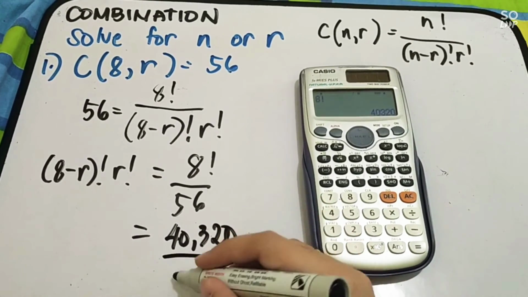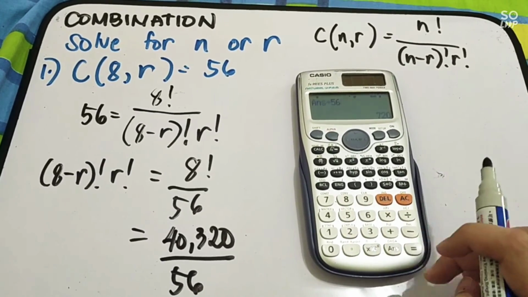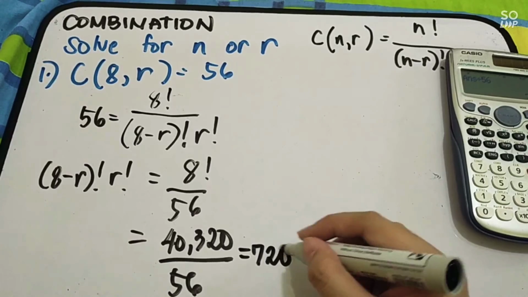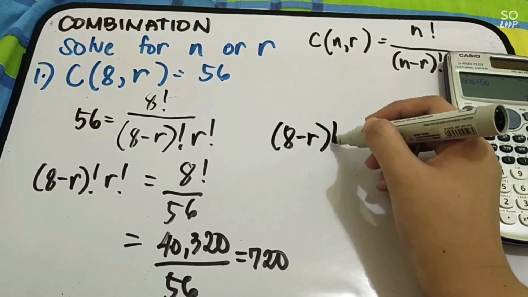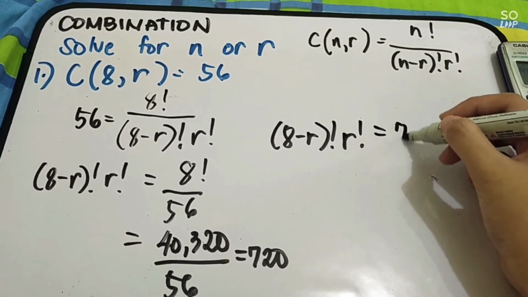We have 40,320 divided by 56. So, we have 720. So, this one is 720. Then, just copy 8 minus R factorial. Then, R factorial is equal to 720.